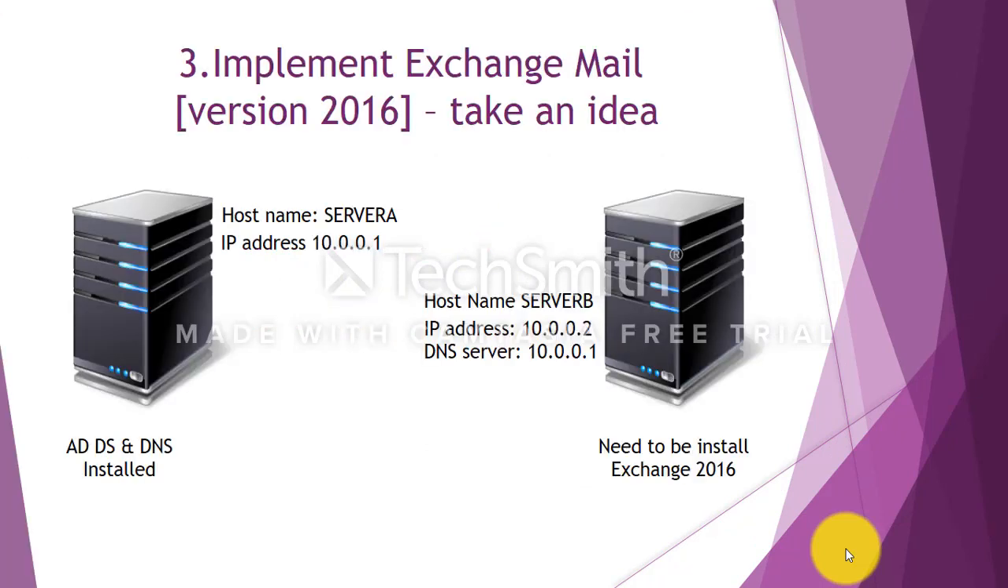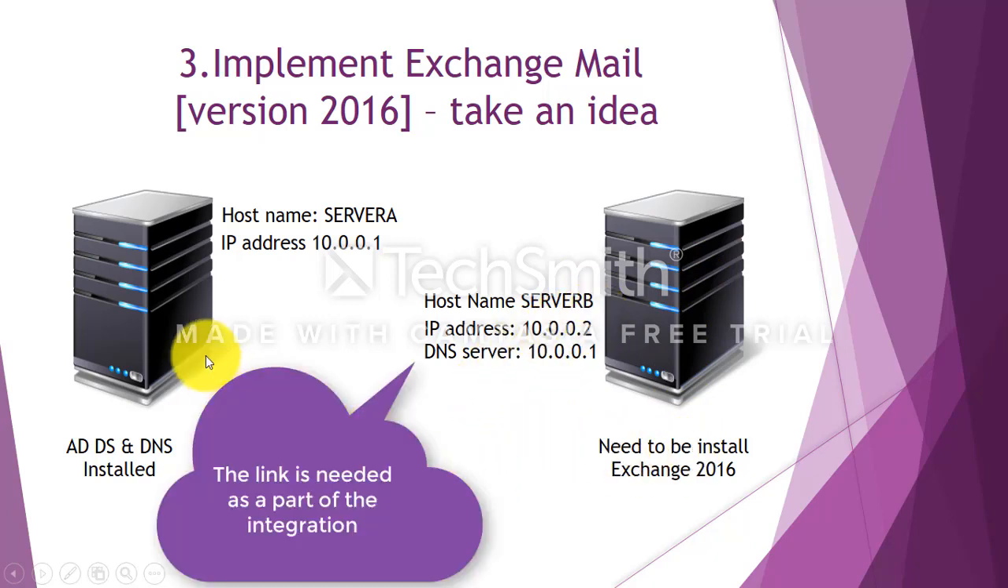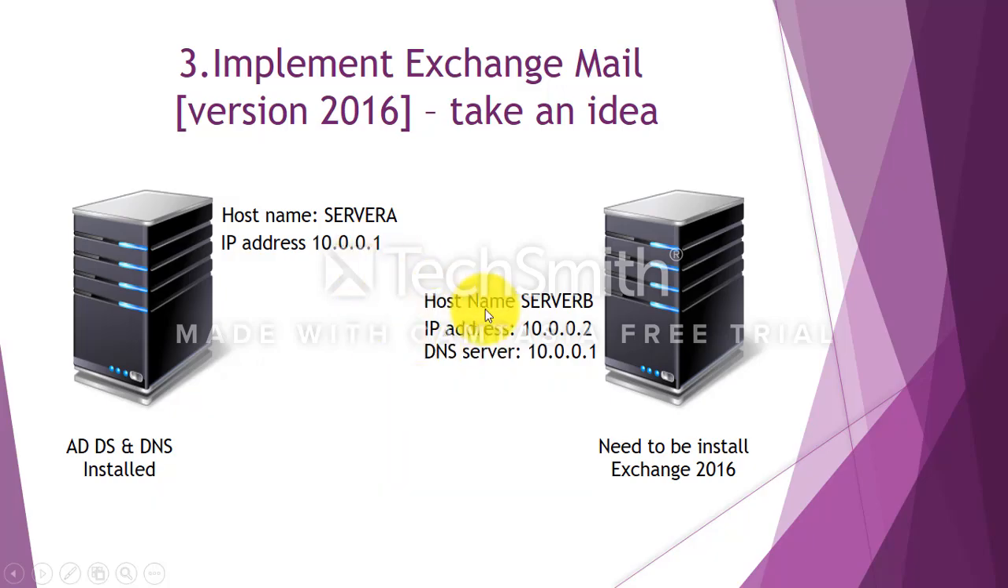In order to understand how we're going to implement Exchange Mail, let's take an idea about how I'm going to implement it. I will use two virtual machines. One is server A, which will be an Active Directory, and I already prepared it. The other virtual machine will be server B, and I will use it to install Exchange 2016. Server B has to be linked with the Active Directory, which is server A, by giving it a DNS server, which is the IP address of server A.